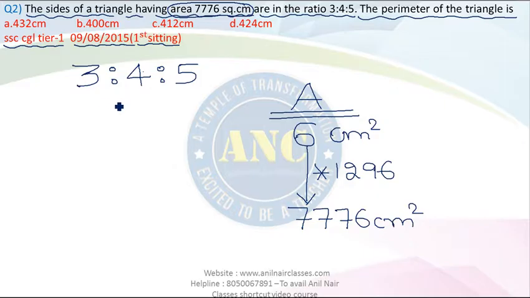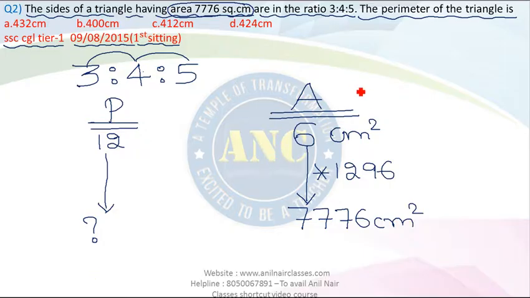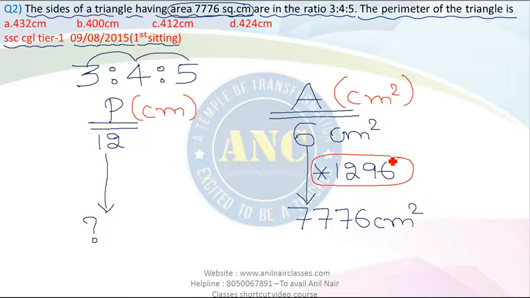According to the ratio, perimeter of this 3, 4, 5 right angle triangle is 3 plus 4, 7, 7 plus 5, 12. According to the question, how much are they asking? Same thing whatever I have explained in my previous problem. Area is in centimeter square. Perimeter is in centimeter power 1. So this multiplying factor is in centimeter square right now, but I want to multiply this 12 with centimeter power 1. That means I should take the square root of 1296. Square root of 1296 is 36.